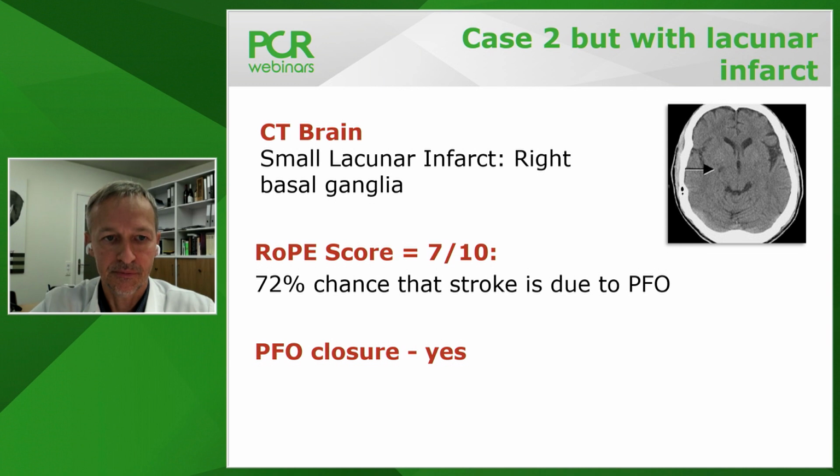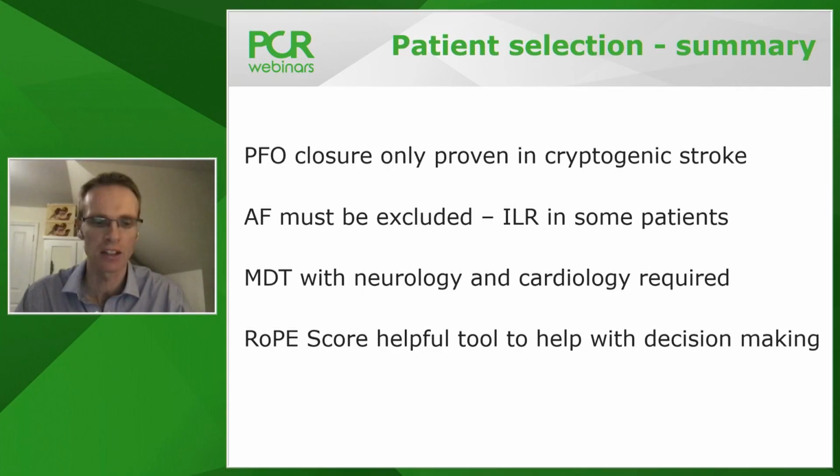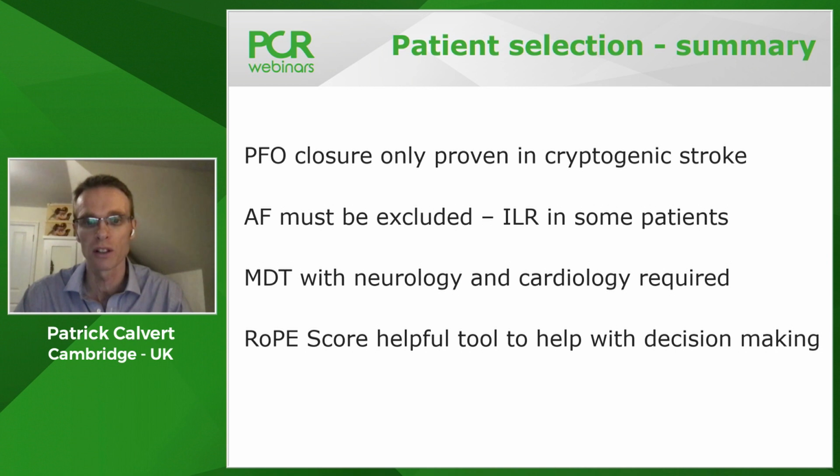Olivier, thank you very much. So I think we spent an appropriate and correct amount of time on patient selection. If you could just bring up the next slide for us there. This is just a wrap up for patient selection. PFO closure is only proven in cryptogenic stroke. AF must be excluded, and actually this is a judgment, but in older patients with higher risk factors such as hypertension and maybe increased atrial size, ILRs can be very useful to exclude atrial fibrillation.